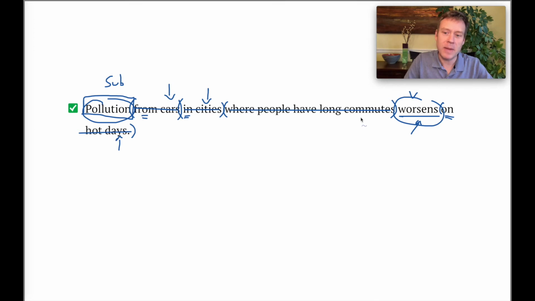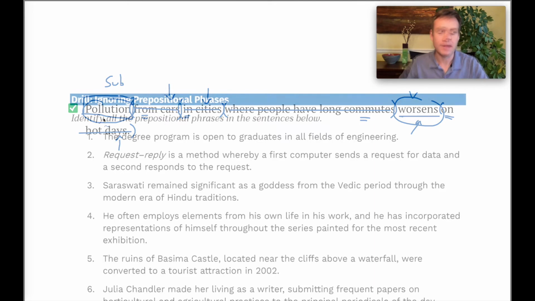The one sort of drawback here is that it actually is possible to say that a commute might worsen, especially on a hot day. And so logic alone might not allow you to totally narrow it down to a single possibility. And so probably the best thing is to rely on both logic and your knowledge of grammar rules.